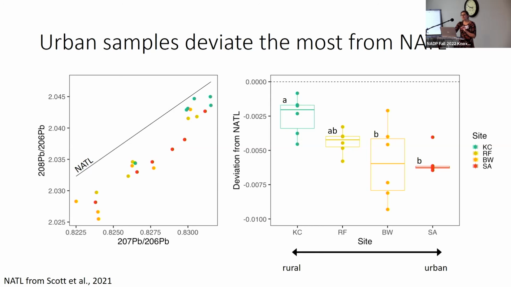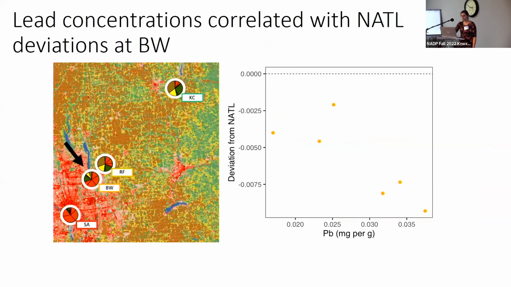What this is telling me, at least, is that there are definitely multiple sources of lead here, and it is not just a regional signature that we're picking up across all of these sites. So this is something that I want to keep thinking about, definitely. And one thing that struck out to me here is this wide variability at the Blendon Woods site in terms of the lead isotopic signature. So I wanted to dig into that a little bit more.